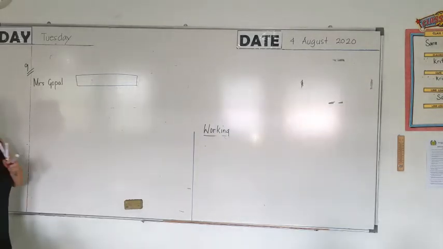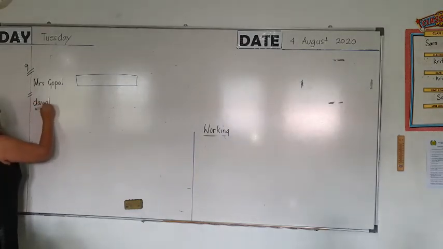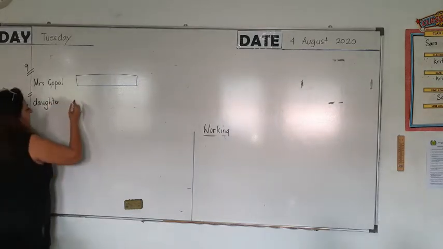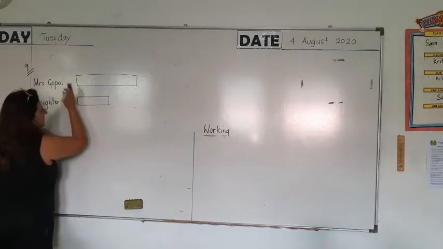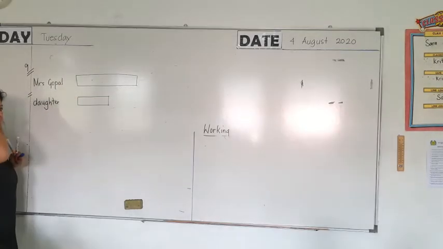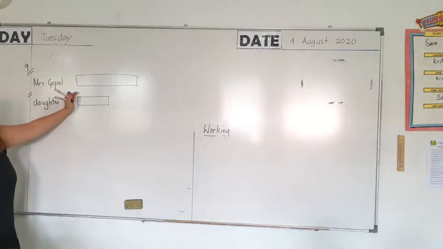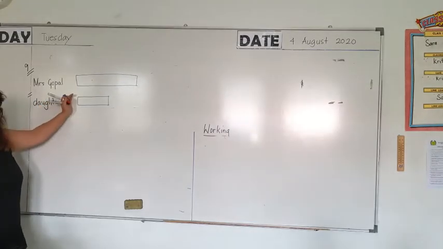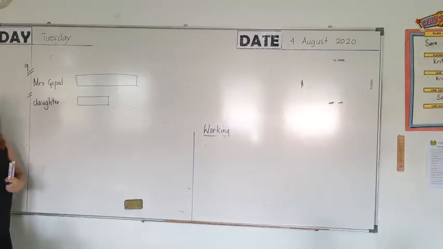Then leave a line. Write down daughter. With blue, 4 boxes. Now make sure you start at the same point, okay? Samiha, must start at the same point. Rafa, must start at the same. Don't start front and back. Same. Okay?